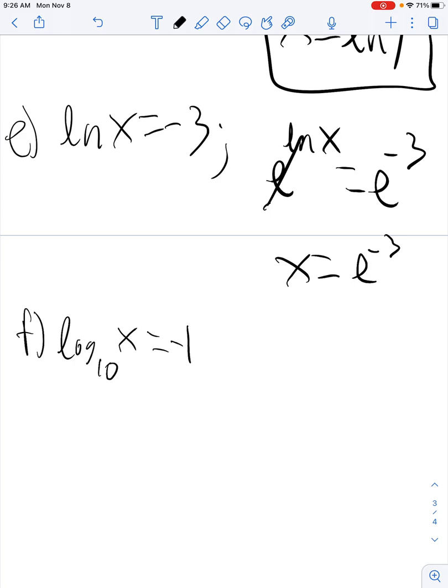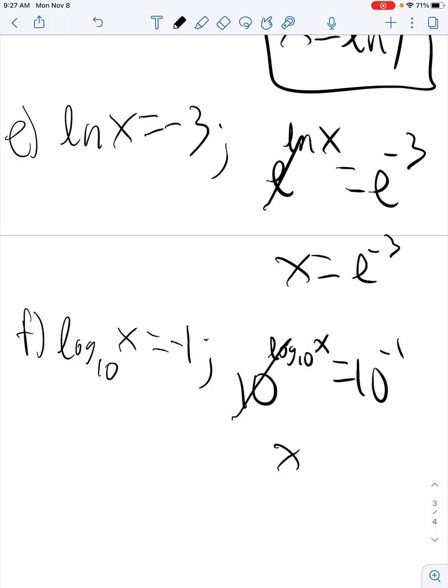Log base 10 of x equals -1. I could use 10 as my base, and then raise this up into my exponent, which equals 10 to the -1. And again, because these are going to cancel out, x equals 10 to the -1st, which is the same thing as 1/10, because a negative exponent gets smaller.